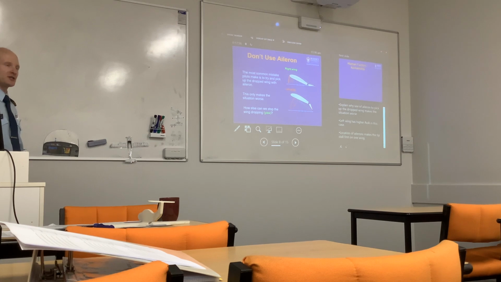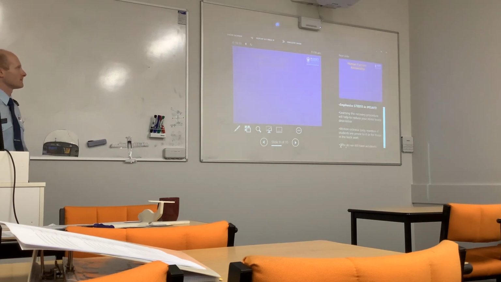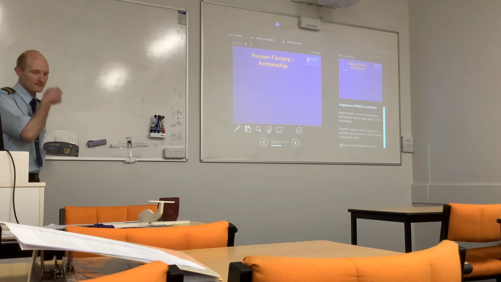So how do we actually break this cycle of yaw and roll then? The only other flight control we have available to us that can do this is the rudder. So we use sufficient opposite rudder to stop this yaw and roll. So that's kind of a summary for that slide.